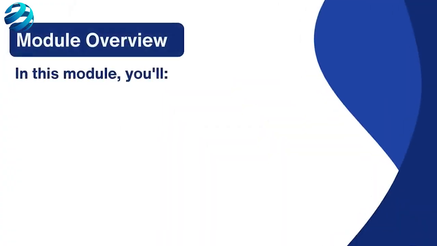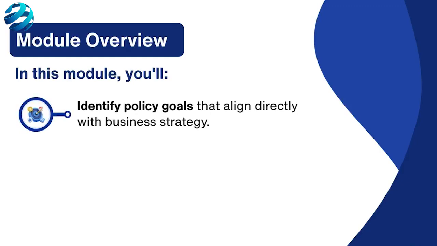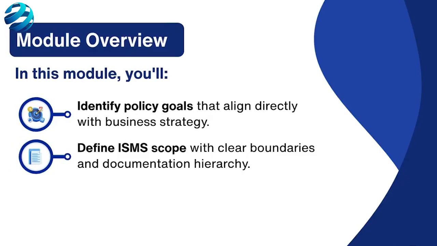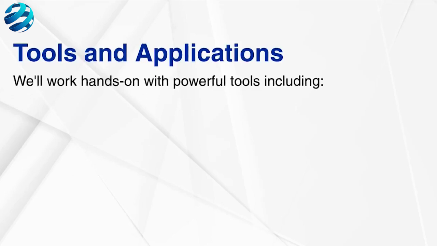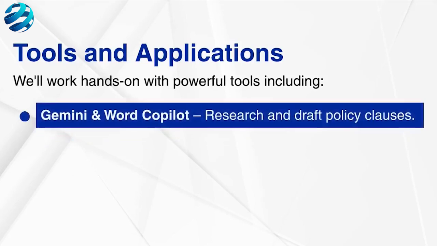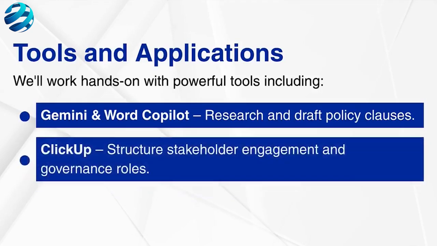In this module, you will learn how to identify policy goals that tie directly to business strategy, define your ISMS scope, setting clear boundaries and documentation hierarchies, draft core policies using AI-assisted templates, and secure leadership buy-in from the start. We'll work hands-on with powerful tools including Google Gemini and M365 Word Copilot for researching and drafting policy clauses, and ClickUp to structure stakeholder engagement and governance roles.